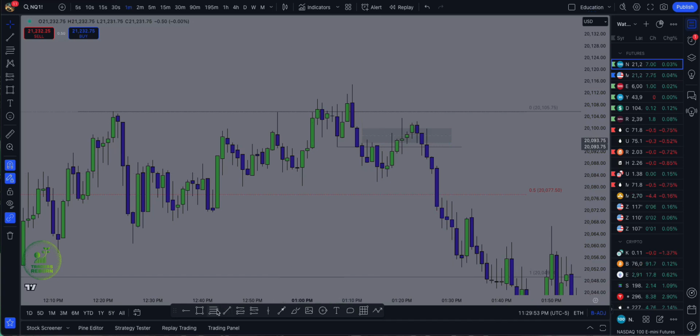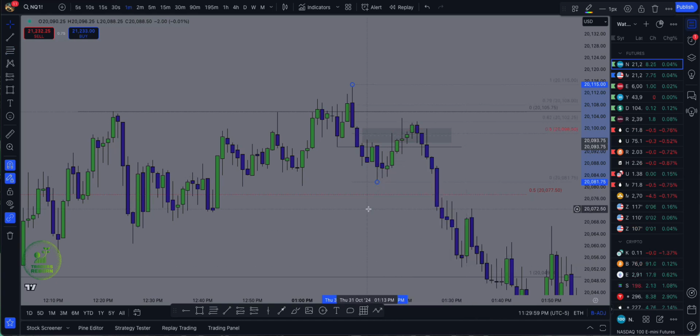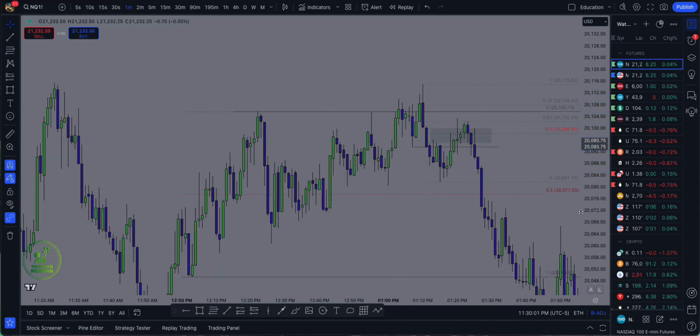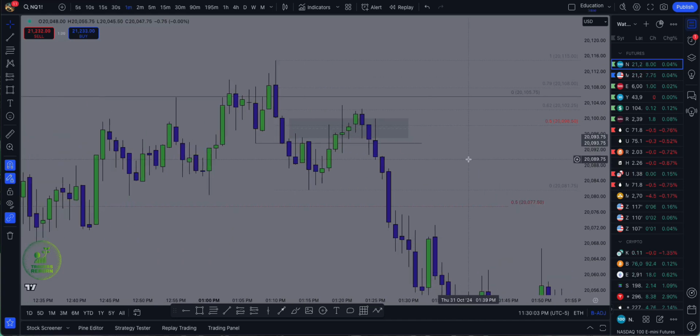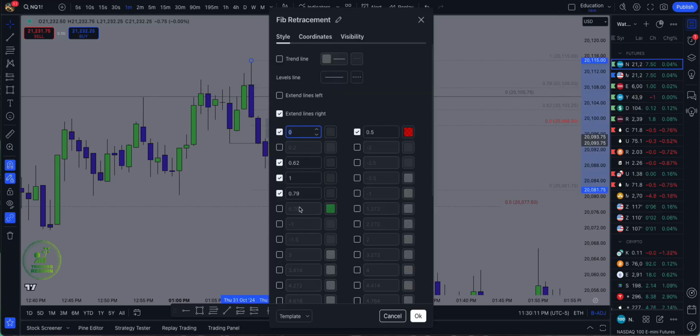So yeah, we use the fib on it real quick and see. From the high to this low with a range, you can see it went right up to OTE as well. And I have 62, right? 0.62 to 0.79 is OTE for me. That's the whole range I use. And then 0.705 is also the dead center.